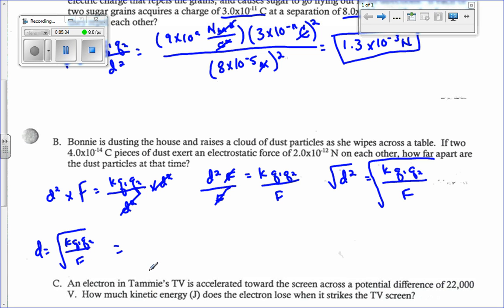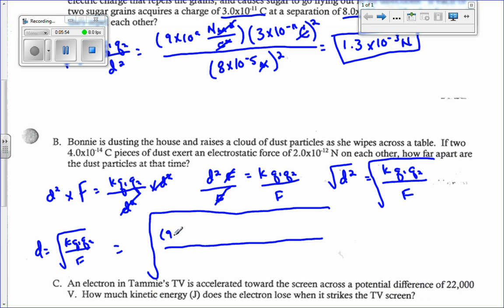So I'm going to first put in a big square root sign, and then I'm going to put in my fraction line, and then I'm going to plug in the variables. So you always solve for your variable before you plug in the numbers to the variables. K is our proportionality constant, 9 times 10 to the 9 Newton meter squared over Coulomb squared.